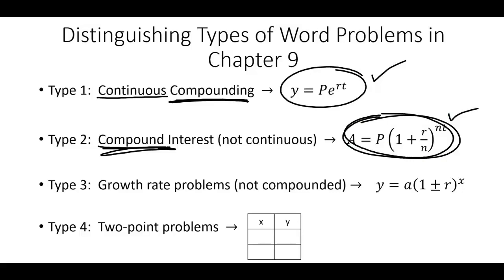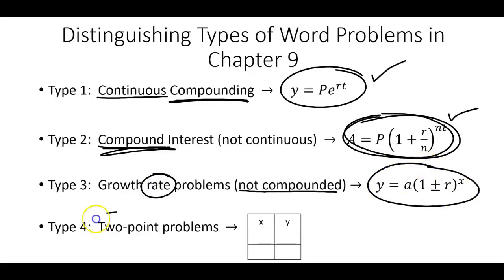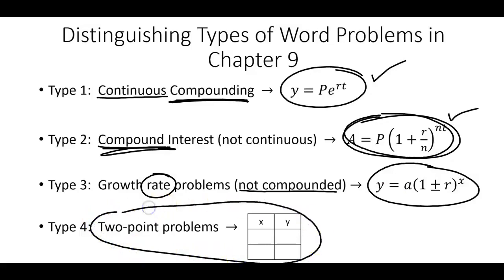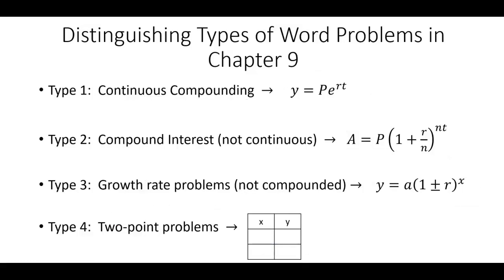Next, you'll see some other types of exponential functions that don't include the word compounded at all. And what they do is they give you a growth rate. For those, you'll use this formula. And then finally, the ones that don't give you a rate or a compound, those are the 2-point problems where you solve them with the table, like we did in the last exercise on the study guide. So let's go back to our study guide and see what type we're looking at right now.